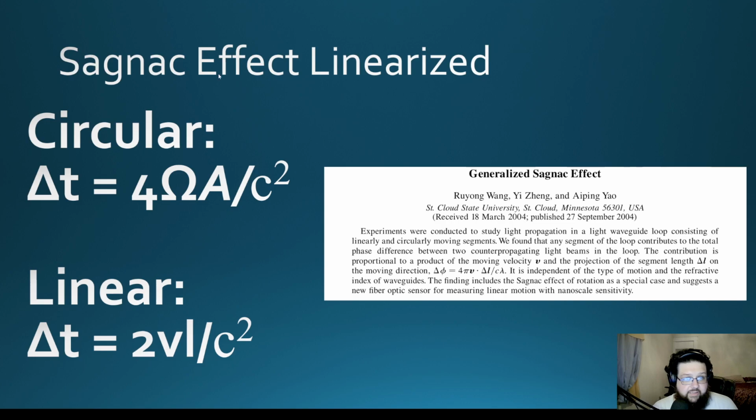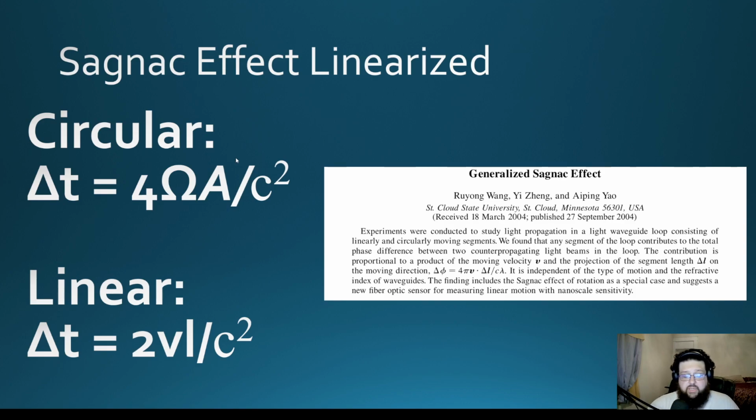This is the Sagnac effect linearized by Ruyong Wang. What Wang points out here is that the circular equation given to derive the Sagnac effect, delta t is equal to 4 omega a divided by c squared, is the same as delta t is equal to 2 vl over c squared. And what this means is for the circular equation, the fringe shift predicted is 4 times the rotational speed of the device times the area of the device, or the length that the light has to travel, essentially, right?